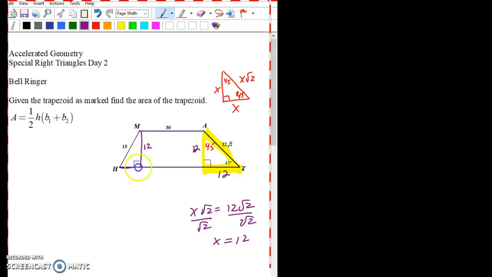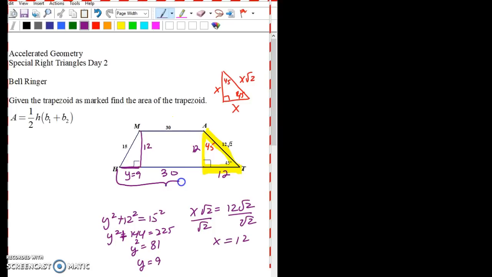Now I need to find this piece right here of this triangle. I'm going to call that y, and then I'm going to use the Pythagorean theorem, y squared plus 12 squared equals 15 squared, to figure out what y is. Y squared plus 144 equals 225, oops, that's a plus. Y squared equals 81, so y equals 9. So this piece right here is 9. This piece is identical to the top one, so that's 30. So all of that together is 51 units.